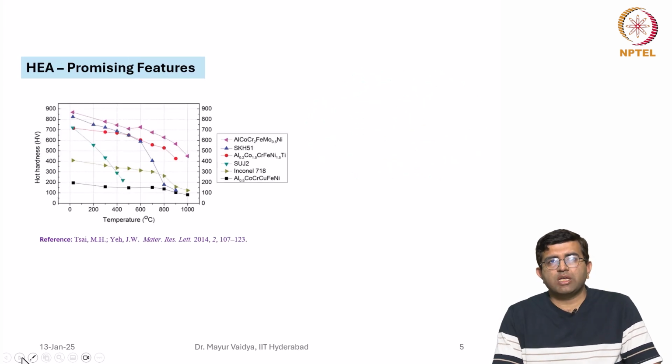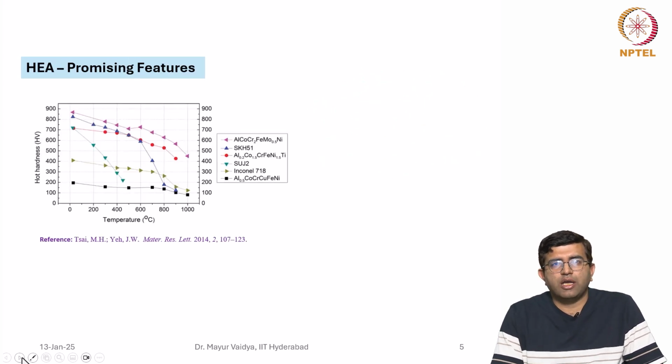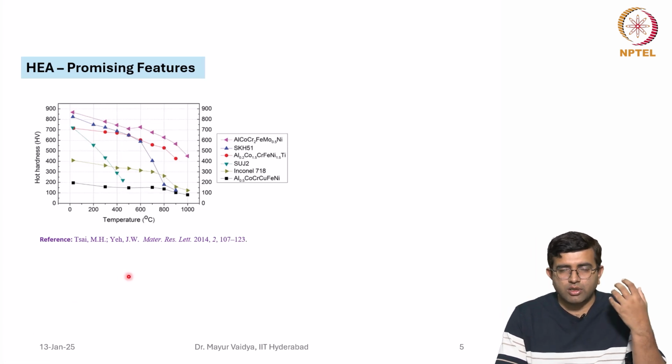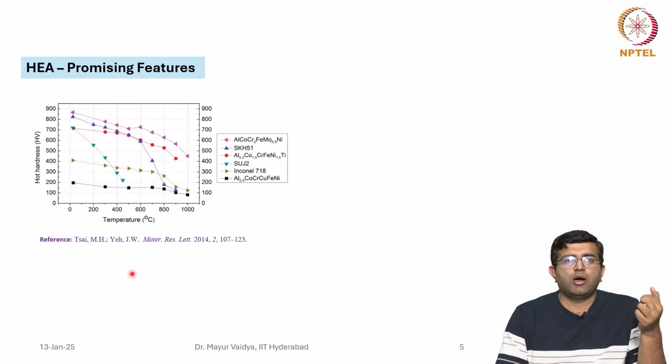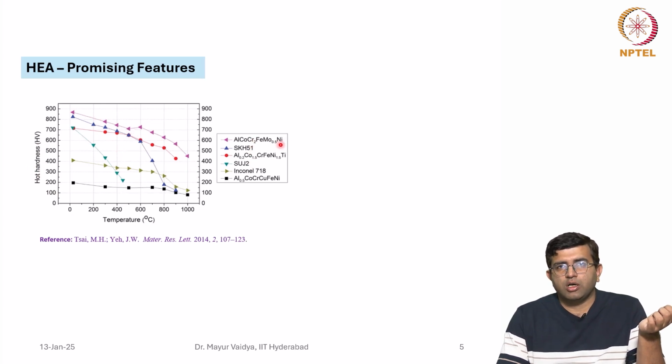Some of the promising features that these high entropy alloys have shown: of course, there are several good review articles available that you can refer to, but they show very good stability of mechanical properties. For example, here hot hardness is shown as a function of temperature. You can see that the decrease is least for this particular high entropy alloy when you compare it with others.